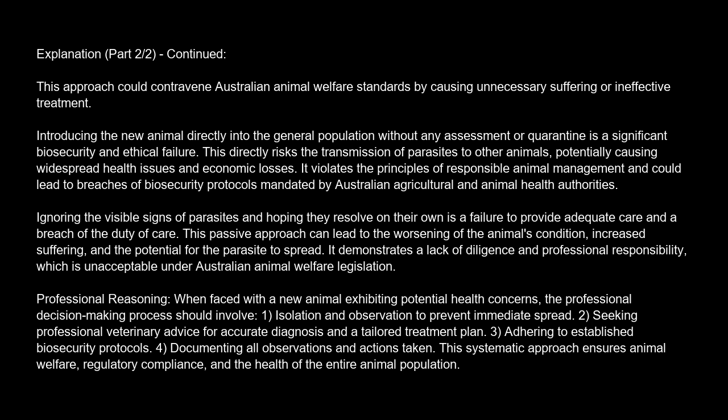Professional reasoning. When faced with a new animal exhibiting potential health concerns, the professional decision-making process should involve: 1. Isolation and observation to prevent immediate spread. 2. Seeking professional veterinary advice for accurate diagnosis and a tailored treatment plan. 3. Adhering to established biosecurity protocols. 4. Documenting all observations and actions taken. This systematic approach ensures animal welfare, regulatory compliance, and the health of the entire animal population.